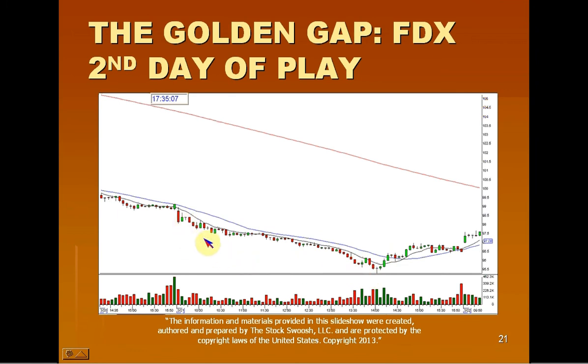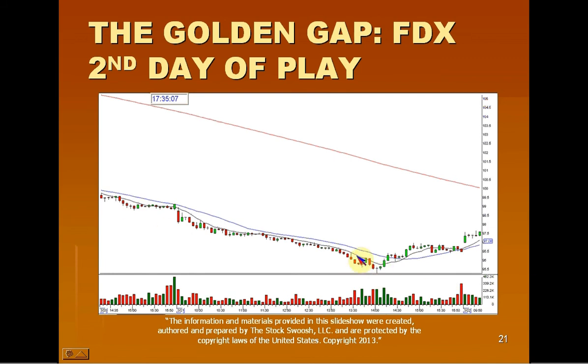Look, let's count them. 1, 2, 3, 4, 5, 6, 7, 8, 9, 10, 11, the one you exited on. So from 9:30 to 1:30, for 4 hours, there was 10 green bars in a 5-minute chart. It's just an incredible weakness, huge weakness, all right, which is what you want to play.